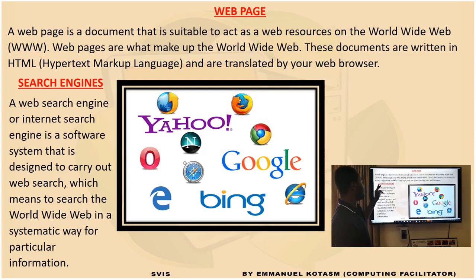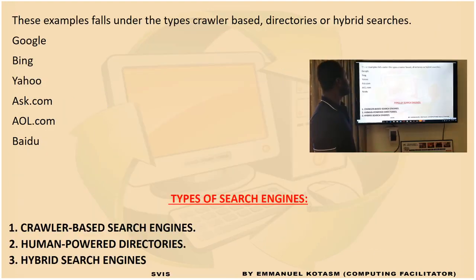From there we move to what we call a search engine. A web search engine or internet search engine is a software system designed to carry out web search, which means to search the World Wide Web in a systematic way for particular information. In this picture, I have examples of web search engines.